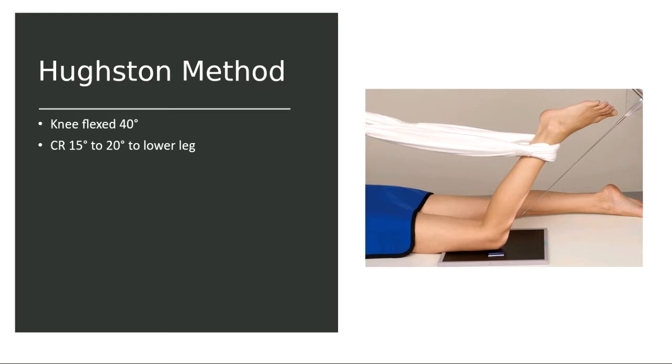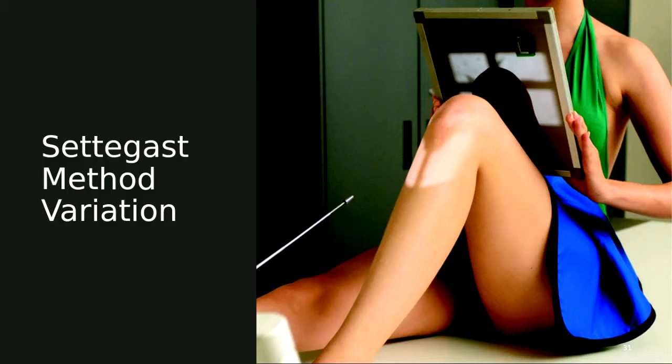Now, all of those are great. This is typically the one that we attempt to do. This is a Settegast variation, and this is found on page 260. All right, so the patient basically sits up and holds on to the image receptor. You can see she's got it about mid-thigh.